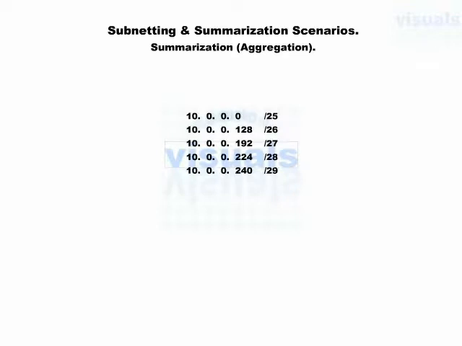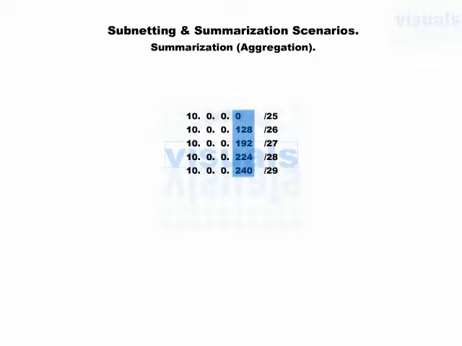For summarization, just recall those steps. Okay, it is a contiguous network. Yes, it is. Just look at the octet we are going to summarize. It is the 4th octet. Now just look at the difference from 0 to 240. What do you think? What is the best summarized network?